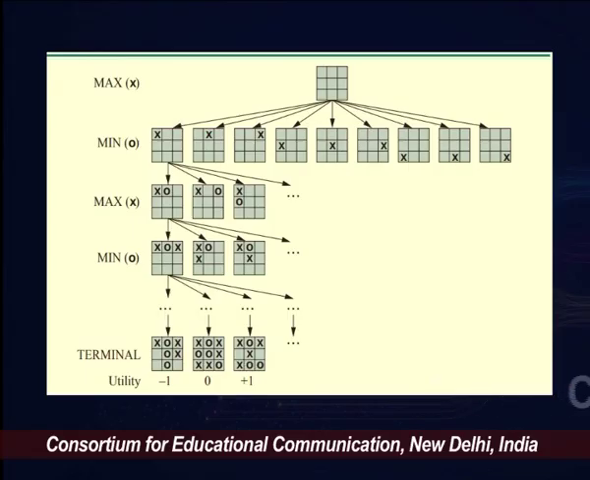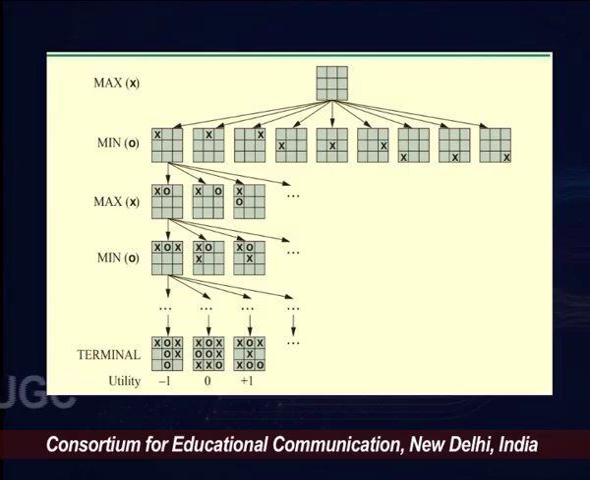Then the next ply, or the next move or turn, is for the max player. Let us say max takes the situation where max has placed in the first row first column, and min has placed in the first row second column. From there, max again has 7 more possibilities.